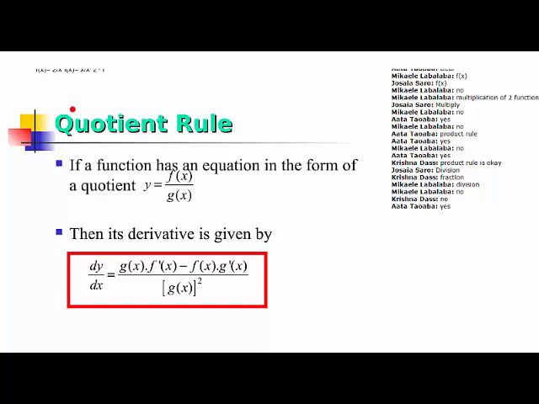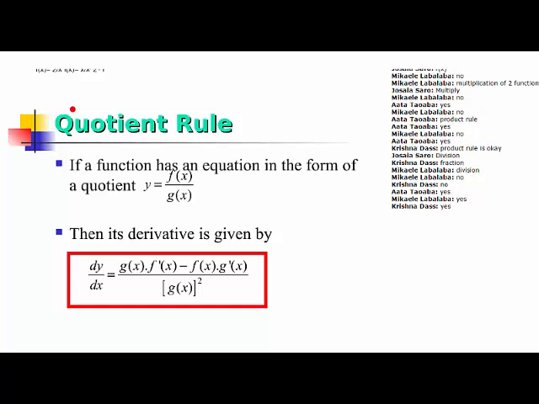Will you be applying the quotient rule over here? Yes, because x is one function, x squared plus 1 is another function, and they are divided. So you will be applying the quotient rule. So we now know when we apply it. Let's see how we have to apply the formula there.